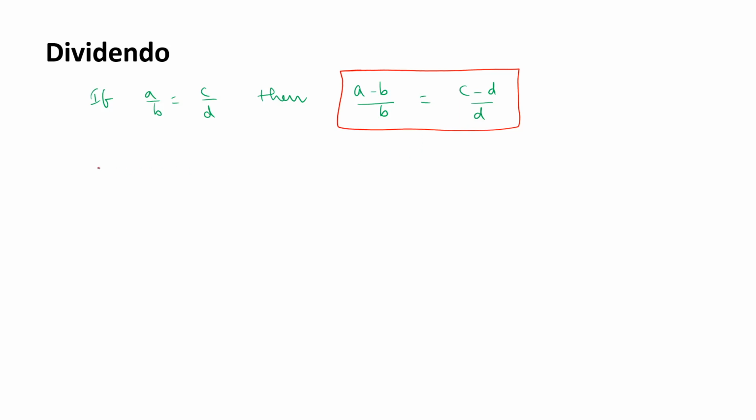This was derived by subtracting 1 from both the sides of the given ratios, that is A upon B minus 1 is equal to C upon D minus 1. Just subtract 1 from both sides of the equation. That means (A minus B) upon B is equal to (C minus D) upon D. This is what we derived directly according to the dividendo property of the ratios.